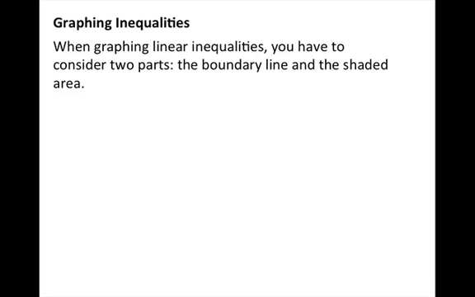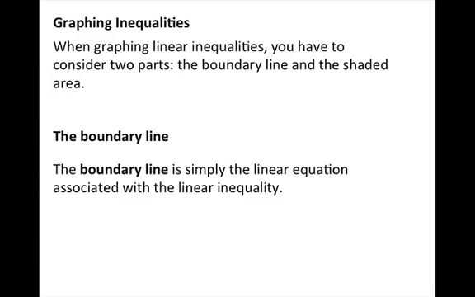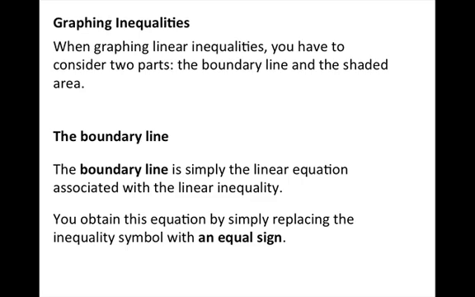When we graph linear inequalities, there's two parts, the boundary line and the shaded area. Let's first look at the boundary line. The boundary line is simply the linear equation associated with the linear inequality. If you're given the linear inequality, what you're going to do is replace the inequality symbol with an equal sign to get the boundary line. And these boundary lines are just linear equations that we've graphed in previous lessons.